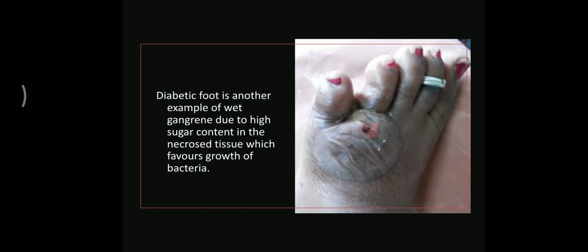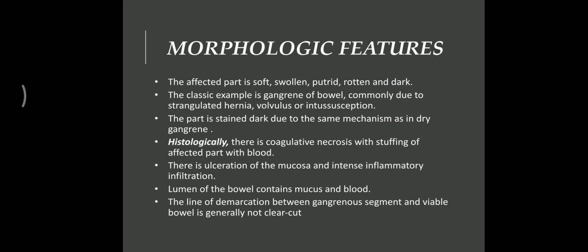Diabetic foot is also another example of wet gangrene, where the higher sugar content in the necrosed tissue is very favorable for the growth of bacteria and can cause wet gangrene. The affected part of a wet gangrene is soft, swollen, putrid, rotten, and dark.